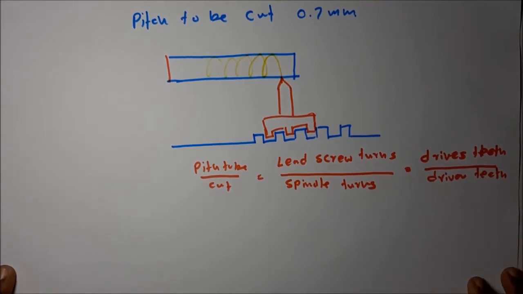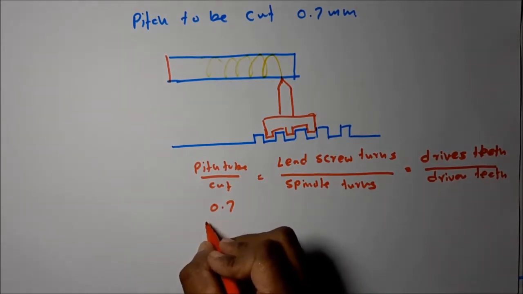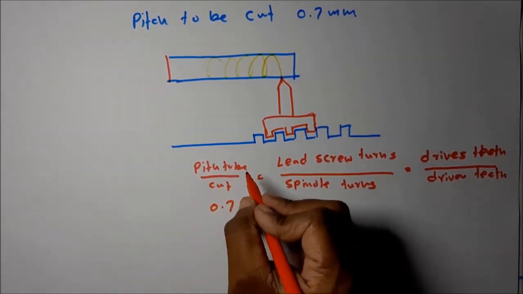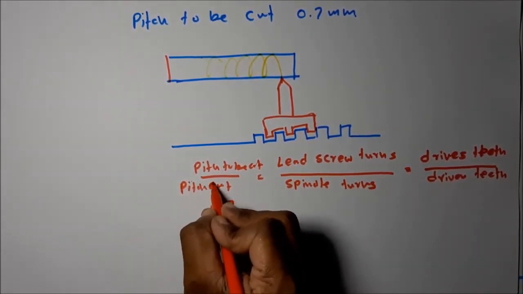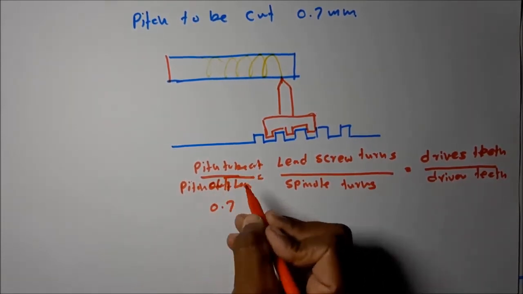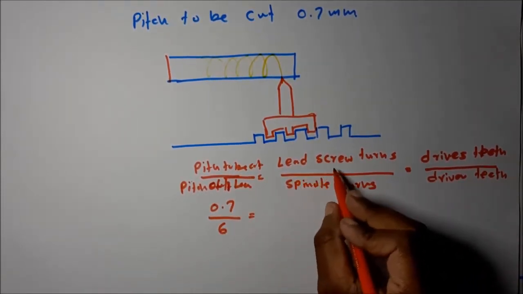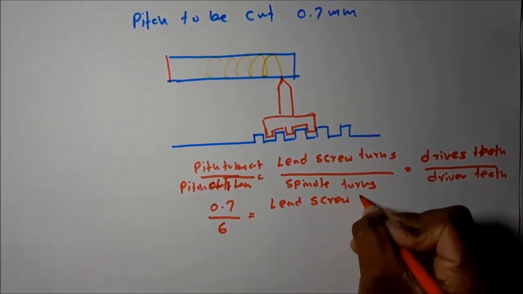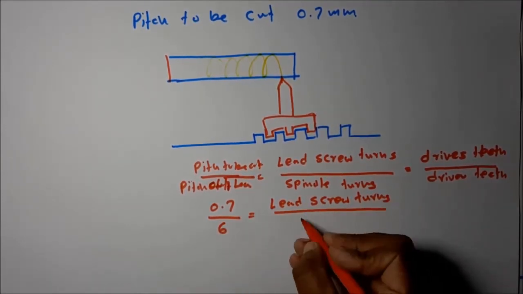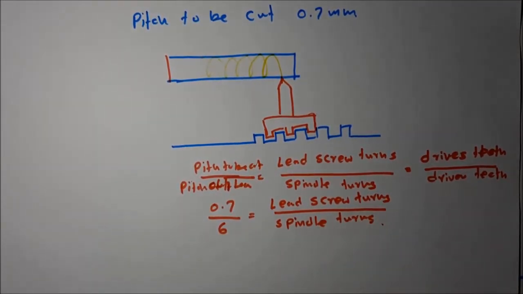Then you can see the pitch to be cut is 0.7. Pitch to be cut divided by the pitch of the lead screw. The pitch of the lead screw is equal to 6 millimeter. You can see lead screw turns per spindle turns. Then you can see this is a decimal number.